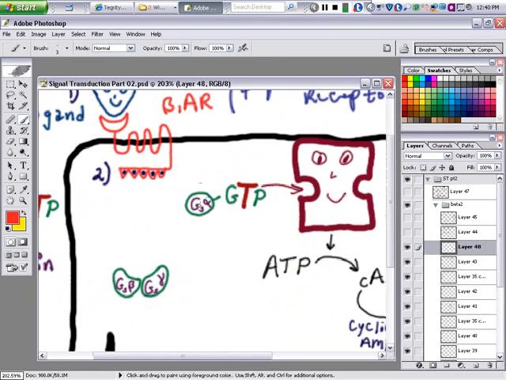Now, the G-stimulatory protein has GTP associated with it. Once one epinephrine binds, it's going to stay activated for quite a while, and it's going to keep on activating adenylyl cyclase. It's going to tell that protein, make more cyclic AMP, make more cyclic AMP. Eventually epinephrine is going to be degraded and gone, but it will continue to tell adenylyl cyclase, make more cyclic AMP.